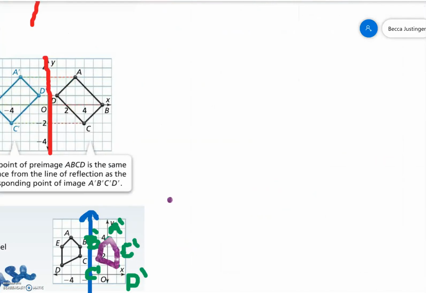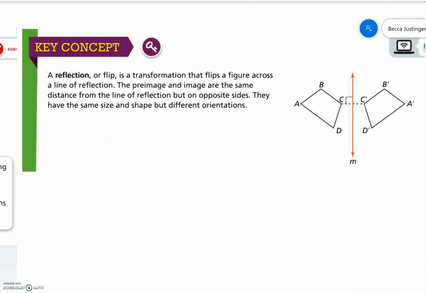All right, key concept. A reflection, or a flip, is a transformation that flips the figure across a line of reflection. The preimage and image are the same distance from the line of reflection but on opposite sides. They have the same size and shape but different orientations.